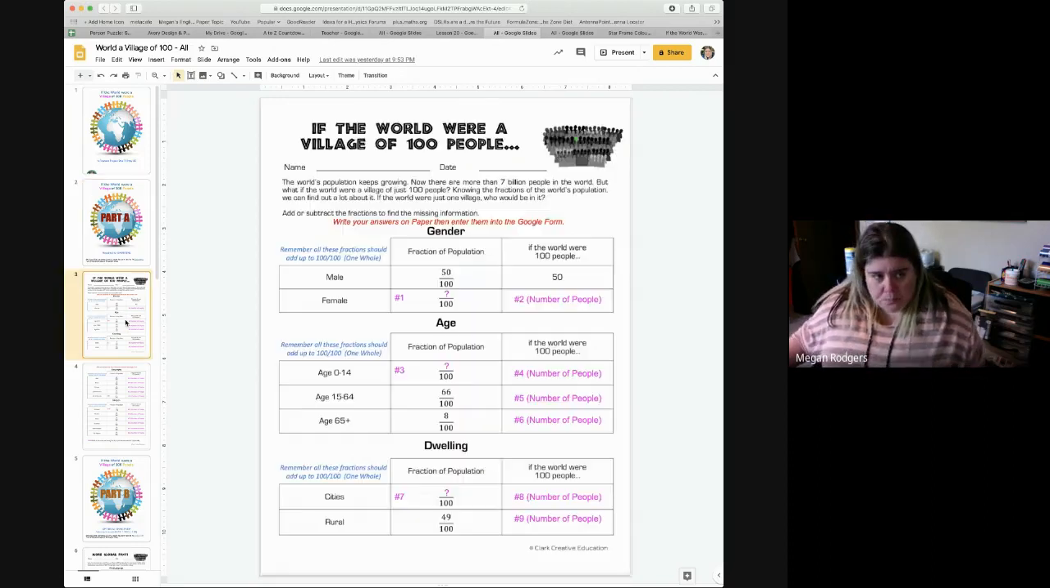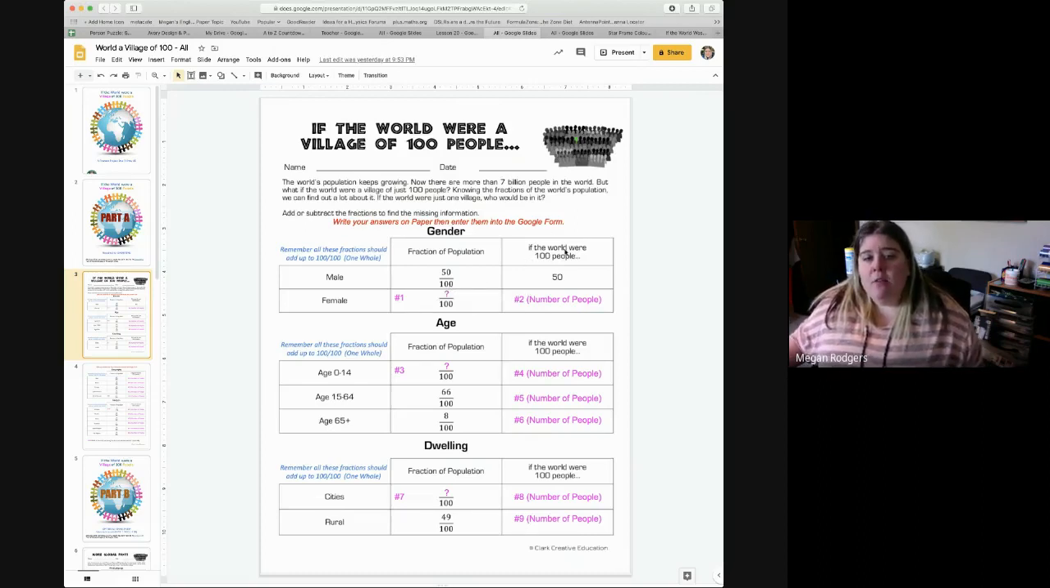All right, so if the world were a village of 100 people, for gender, it tells you here that the fraction of the population is 50 out of 100. So if there are 50 out of 100 that are male, what fraction must be female? And I put a nice little reminder here that all fractions should add up to 100 out of 100, or one whole. So when you go to enter these in the form, all you have to enter is the numerator. You don't have to make it out of 100. Just type in whatever the numerator would be.